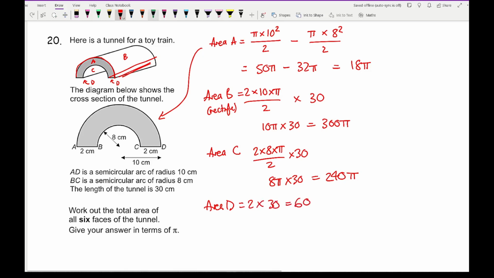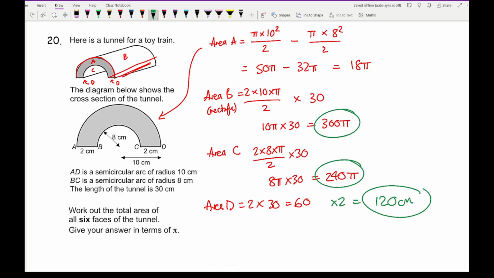Now in terms of how many of these I've got, well, I'm going to have 2 lots of D, so I need to times that by 2, which gives me 120. And so here we've got 1, 2, 3, 4, and which one am I missing? Well, I've got 2 of those, so I need to multiply that by 2. So then here, that's going to give me 36 pi.